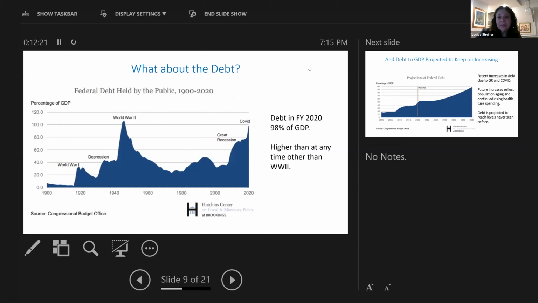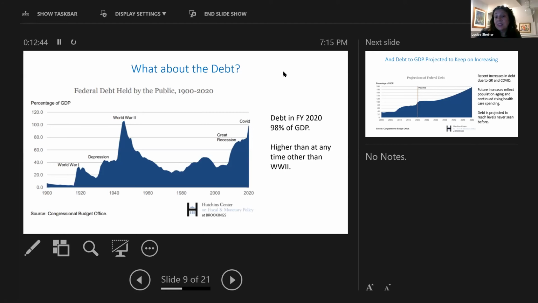What about the debt? So this is a picture of the federal debt held by the public since 1900, again as a share of GDP, which is the right way to look at it, relative to the size of the economy and tax revenues and everything like that. So you can see that debt went up in World War I, it went up in the Depression and World War II, and the Great Recession, and then really went up a lot with COVID.